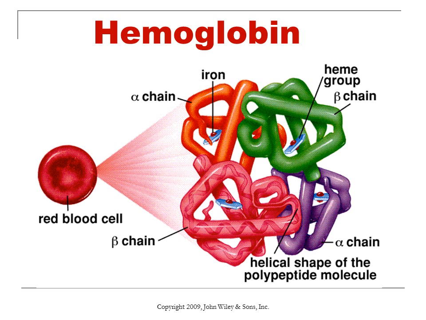4 chains. You have the 2 alpha chains and 2 beta chains, and each chain is like a helix, and they have 4 iron-containing heme groups around them. So we have 4 chains, with each chain having a heme group also containing an iron.